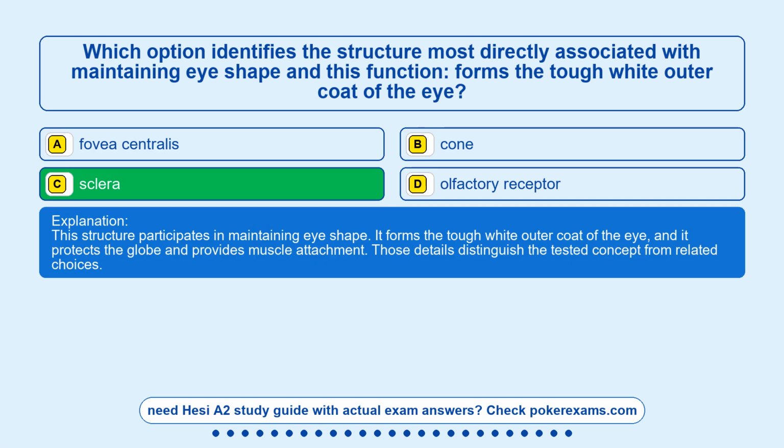This structure participates in maintaining eye shape. It forms the tough white outer coat of the eye, and it protects the globe and provides muscle attachment. Those details distinguish the tested concept from related choices.